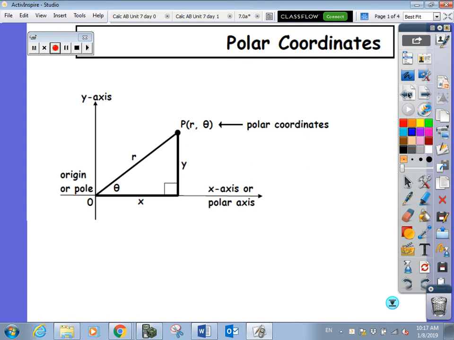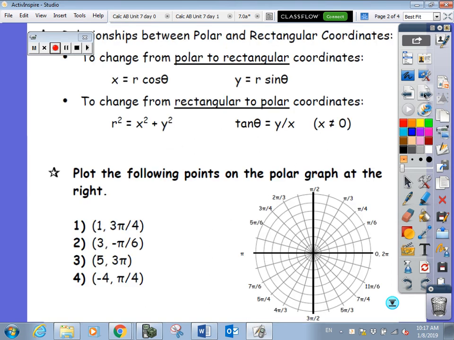But that rectangular point can be changed to a polar coordinate point. It's in the same place. It's just named something different. And the point is r comma theta. Now, how you go from one to the other. Right here are the little formulas that you'll have to know. You won't be given those.